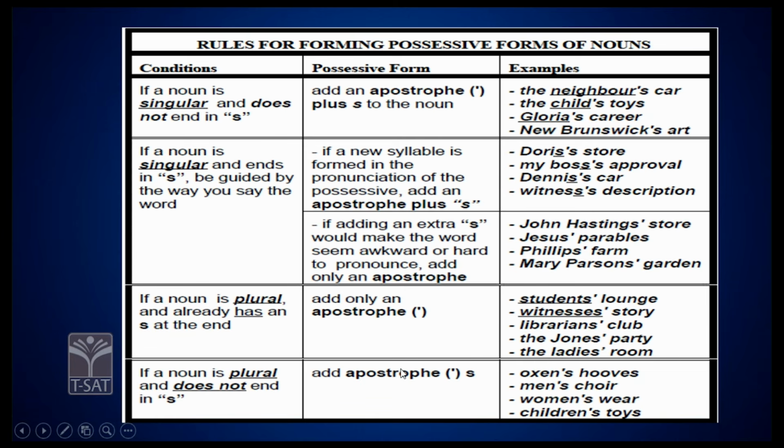If a noun is plural and does not end in s, add apostrophe and s. Oxen's hooves, men's chair. Men is plural, so for the possessive we have to add apostrophe and s. Men's choir, women's wear, children's toys. So these are some of the rules which you can remember. So this is what we have discussed a little bit about nouns.